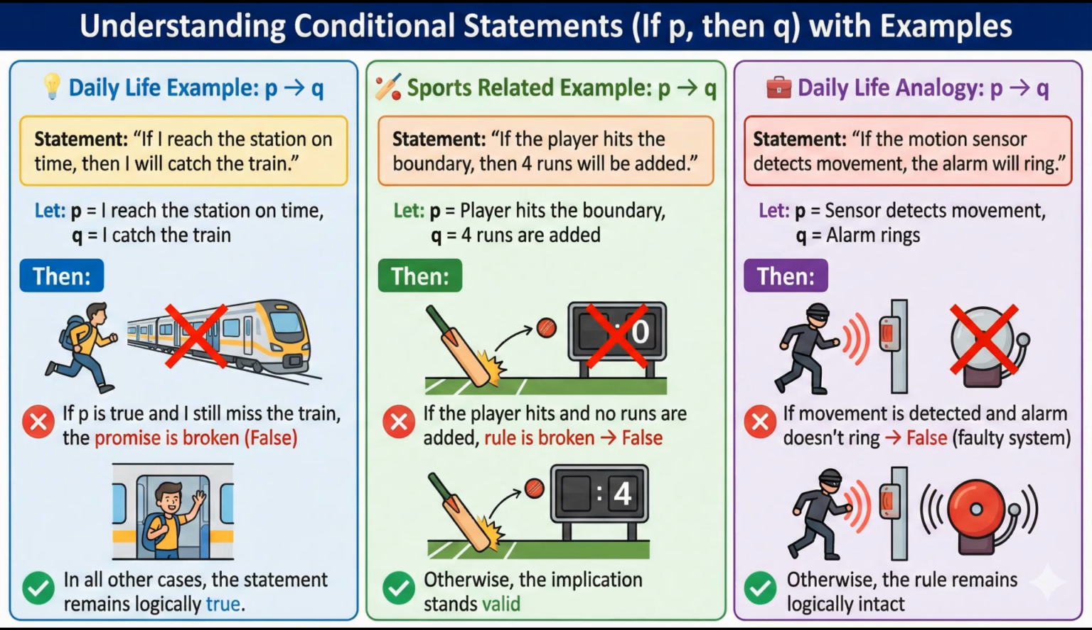Final conclusion. So remember one simple rule. A conditional statement is false only when P is true and Q is false. In every other situation, P implies Q is true. With practice, logic becomes easy, clear, and enjoyable.